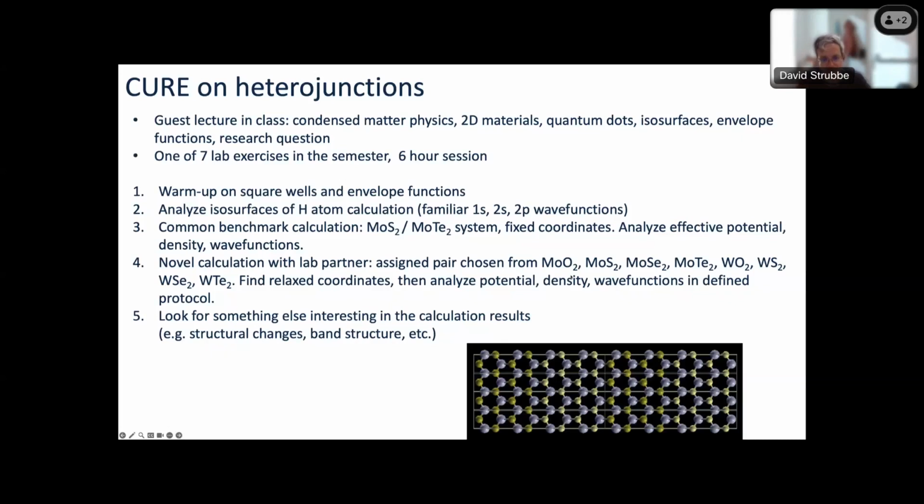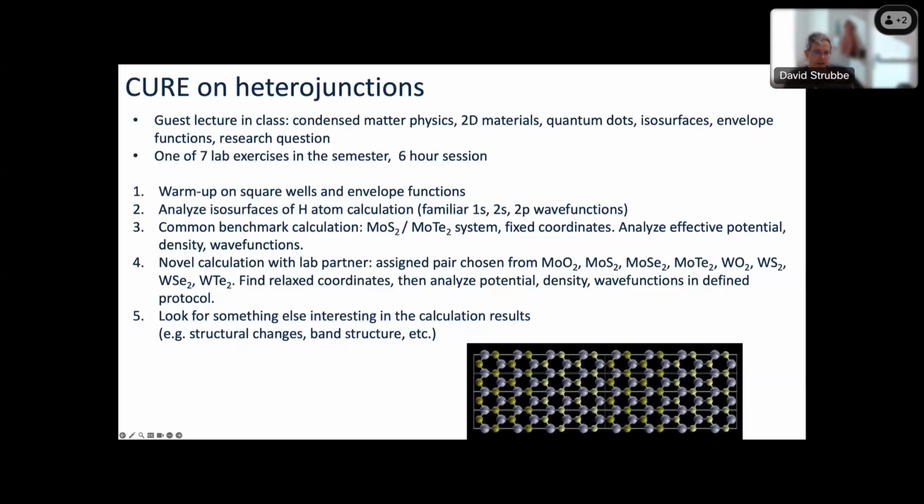And then I gave everybody a different pair of materials out of this list here. So we've got molybdenum and tungsten, we've got oxygen, sulfur, selenium, and tellurium. So it gives actually quite a lot of possibilities here. And they would relax the coordinates, as of course the bond lengths and lattice constants are not the same for all these materials, and that's something that's relevant for this behavior. And then again, they'd look at potential density and wave functions. And I gave them a defined protocol of how to follow this so that we could hopefully have comparable data from all of the students.